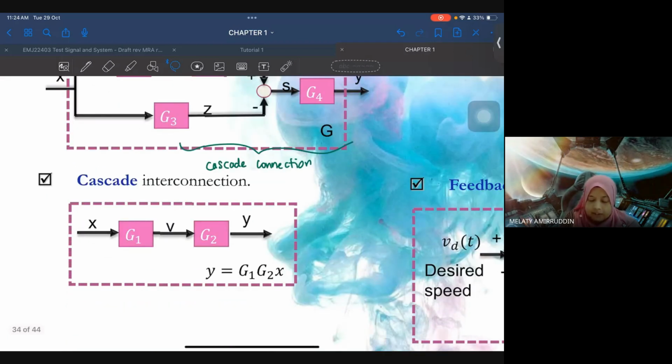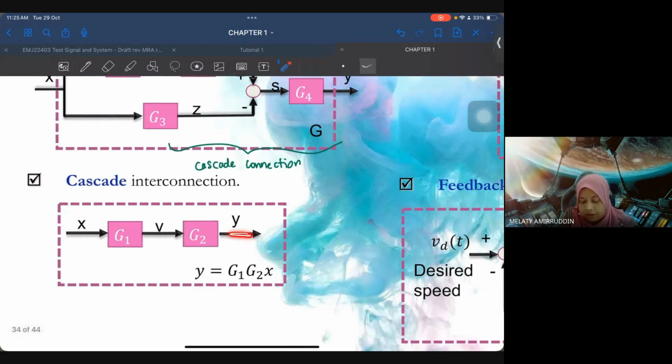Okay, what is cascade? Cascade is G1 and G2. It's something like a series connection. Okay, how to know the output? Output is equal to G1 times G2 times input.